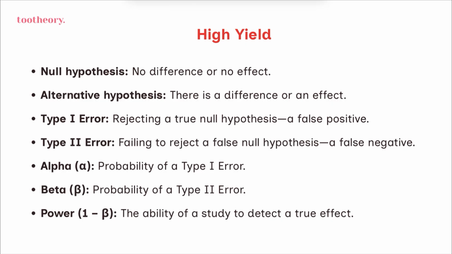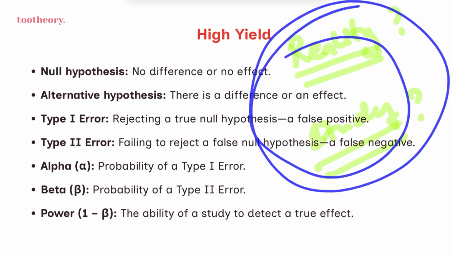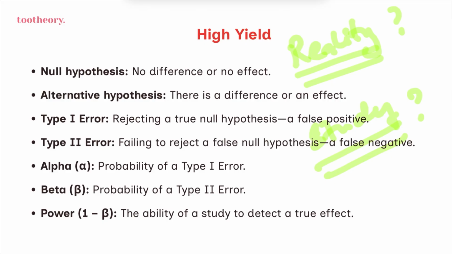These are all the high yield points you need to know. And here's my biggest exam tip. Do not memorize type 1 and 2 errors. Instead, ask yourself 2 questions every time you see the question. Ask yourself, what is the reality and what does my study conclude? These are the 2 questions you need to always ask yourself before beginning the question. So once you compare these 2 answers, identifying the correct error becomes surprisingly easy.